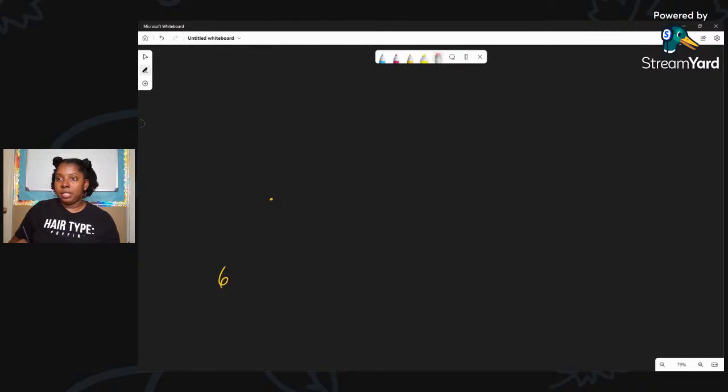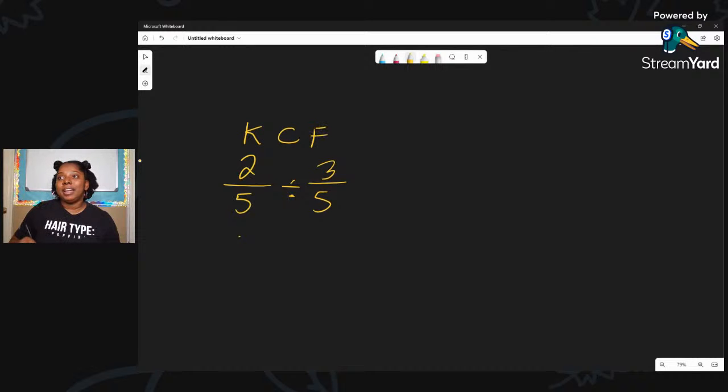How to divide, I'm seeing some more. How to divide mixed number into improper fraction. Okay. So 2/5 divided by 3/5. Okay. So again, we will do keep. We just want to change everything to multiplication. Sorry about that, y'all. And flip the last number.